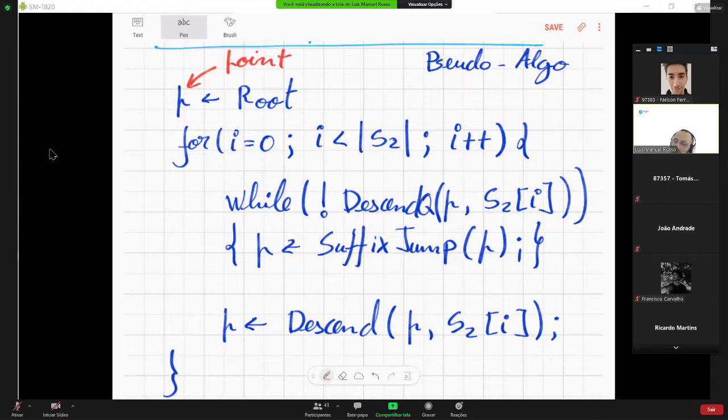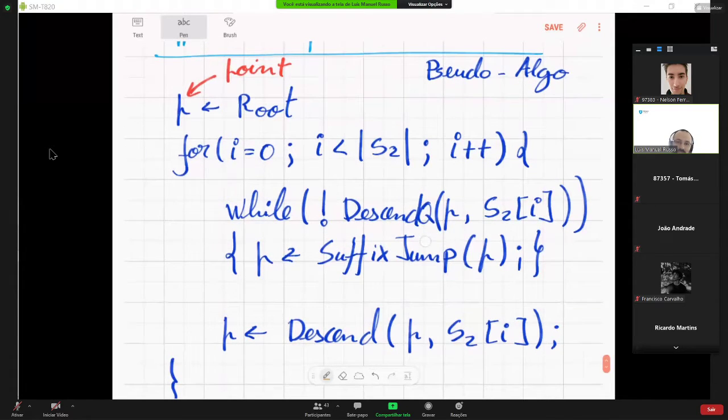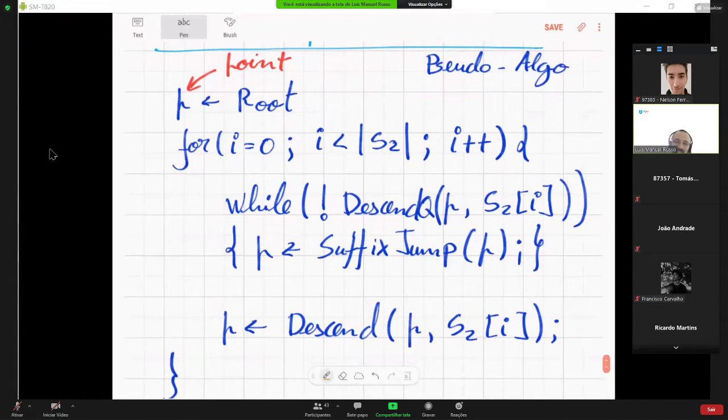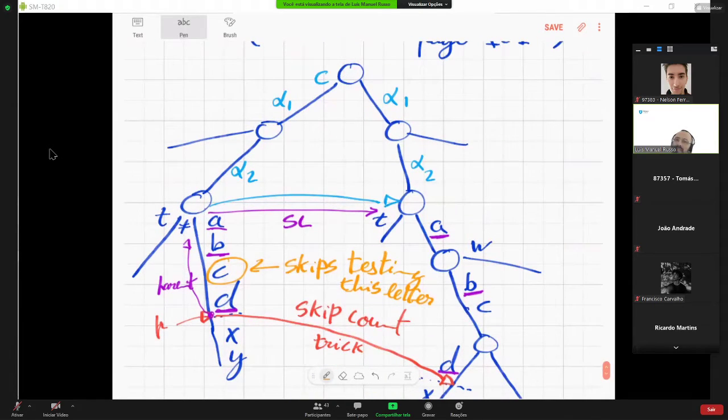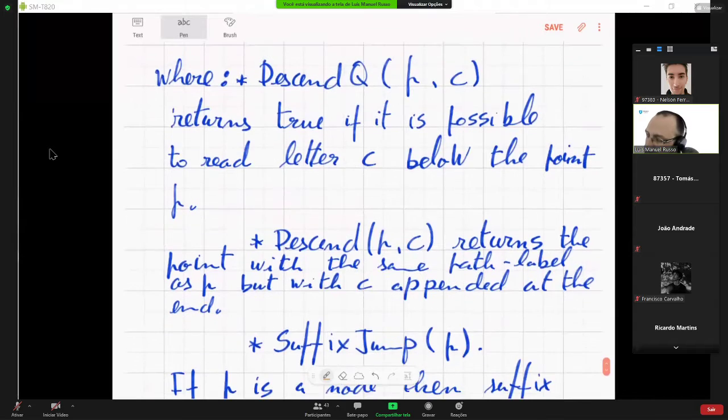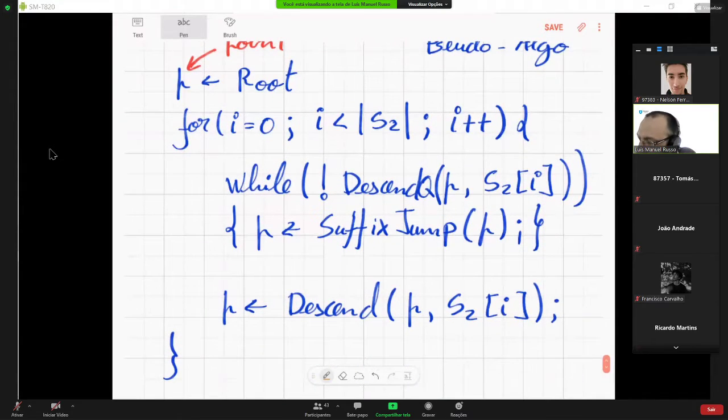But then I have another problem. In general, in those cases, I'm assuming that the suffix jump is a constant time operation. In this case, it's actually not a constant time operation, right? The suffix jump itself uses the skip count trick, which is not constant, since it has computation inside it. So it can vary. We're going to have to come up with a potential function to analyze it. But before we do that, let's see that this algorithm actually does what we wanted it to do.